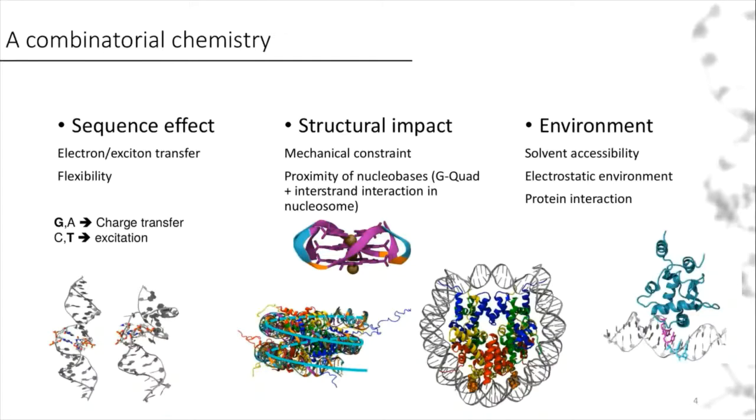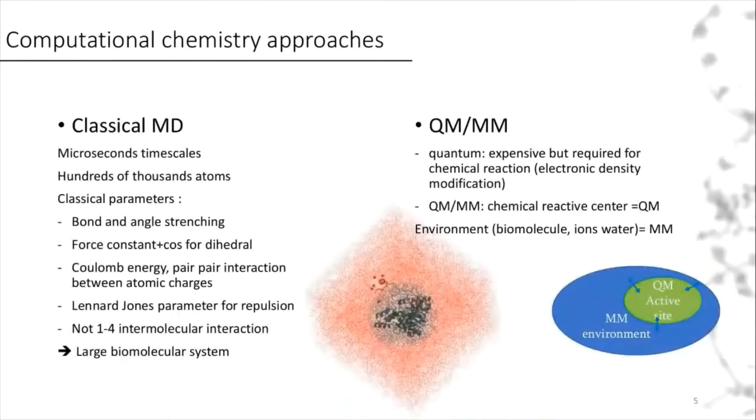So the methods we use to do that is mostly classical MDs at microsecond timescale with hundreds of thousand atoms. We'll use the classical force field parameters for bonding and stretching, for dihedral, for the intermolecular interactions, for Coulomb energy, Lennard-Jones, and for this, we use Amber force field and sometimes dedicated force field for our damages. If we want to go further in the reactivity, we use QMMM.